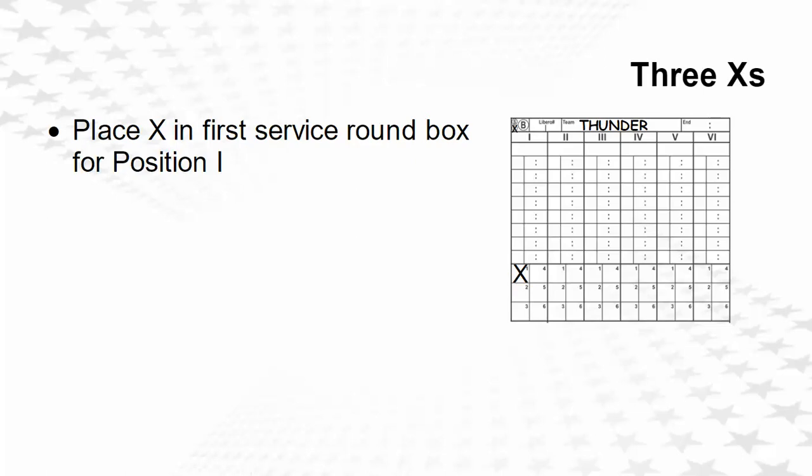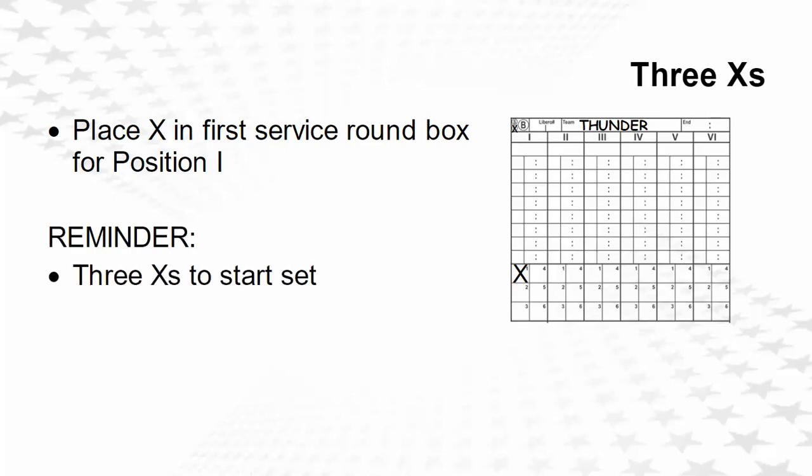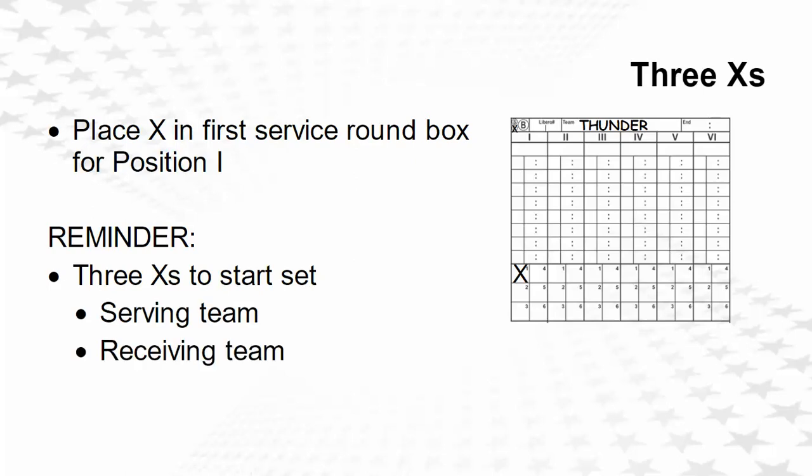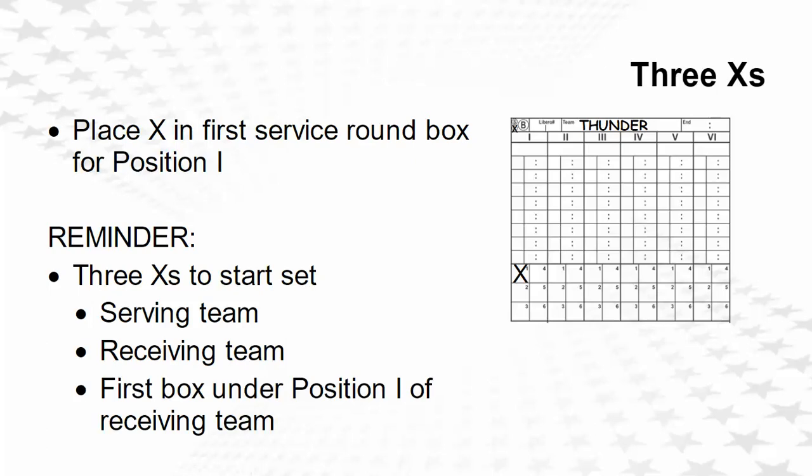Remember that at the start of the set, always write 3 X's on the sheet before you even enter the lineups. An X to mark the serving team, an X to mark the receiving team, and an X in the first service round box under the position 1 player on the receiving team.